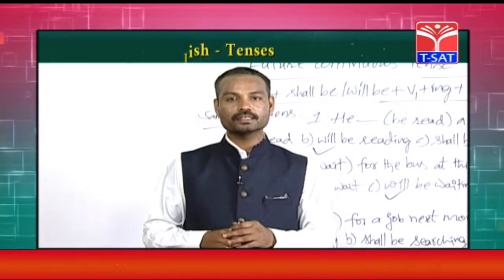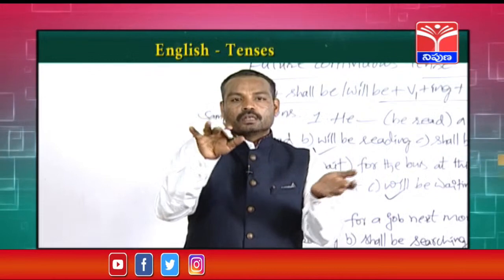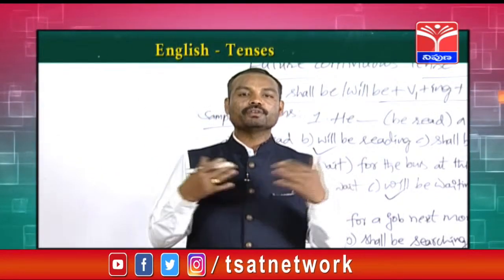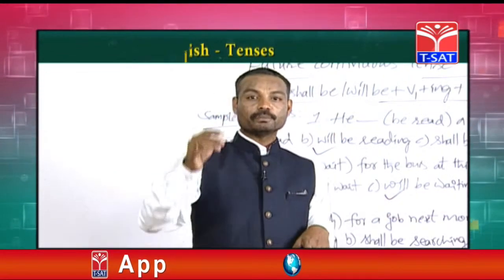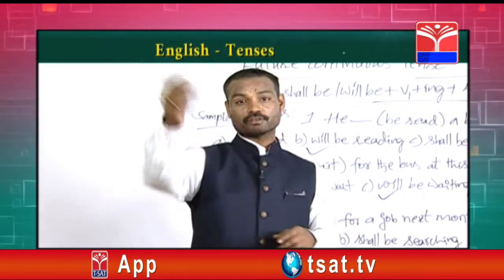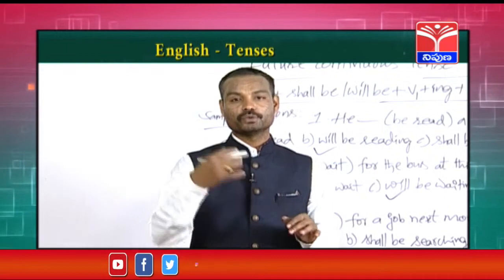Next, future continuous tense. It is used to indicate an action which will be going on at some time in the future. So will be should be used. For example, I will be waiting for the train at this time tomorrow. They will be writing an exam. She will be asking doubts. My friends will be playing volleyball. My grandfather will be reading the newspaper at this time tomorrow. These are the examples of future continuous.